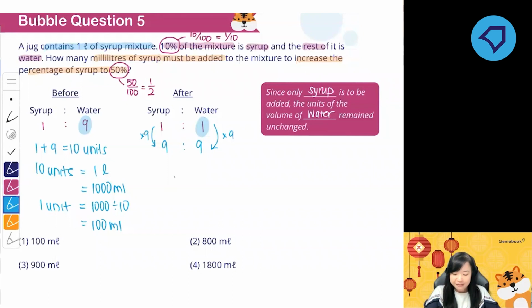Okay. So at first, at the end is 9 units. At first is 1 unit. So 8 units is being added. So 8 units will be 8 times 100, which will give us 800 ml.